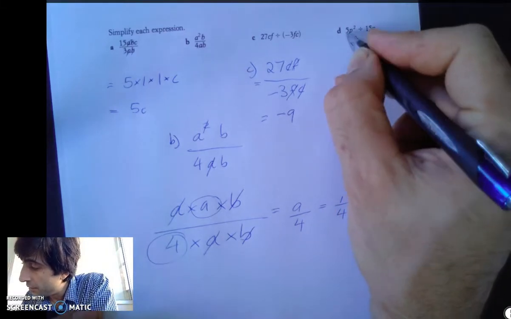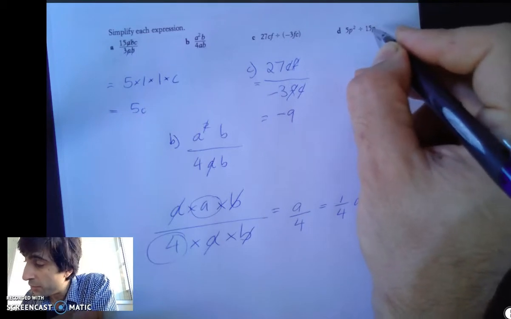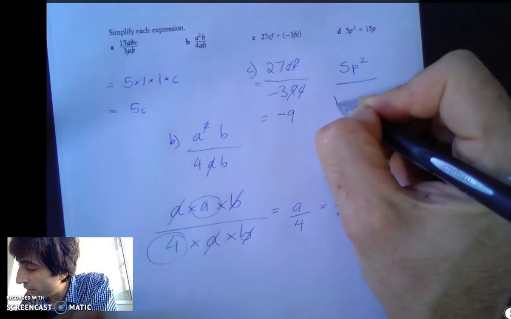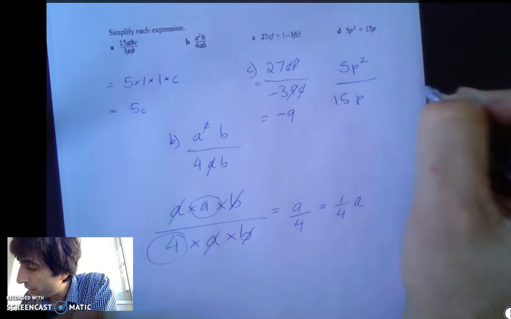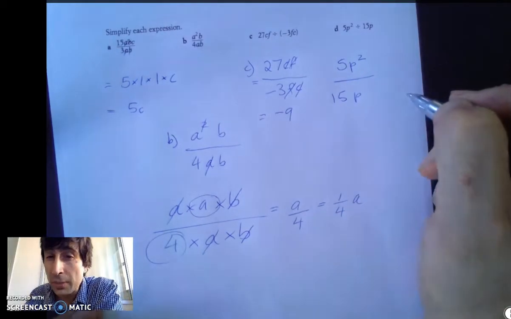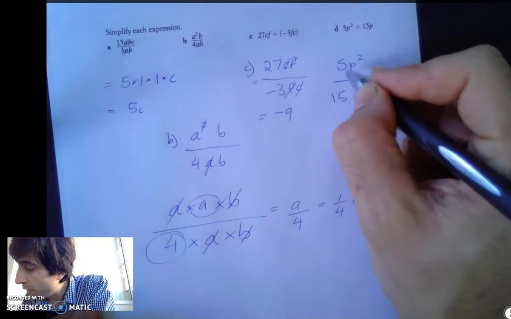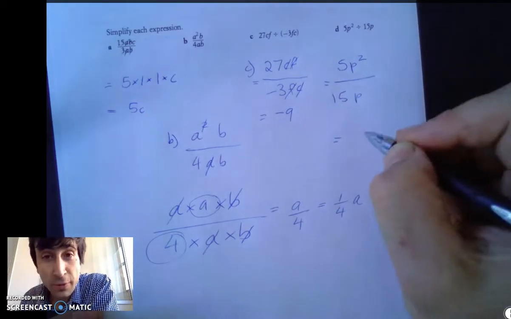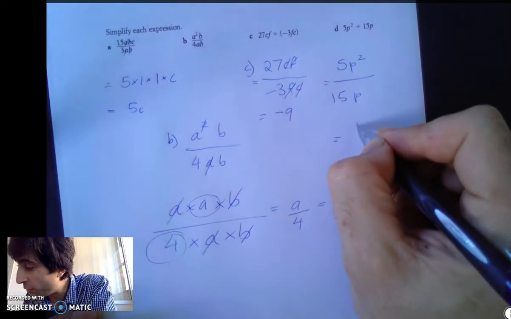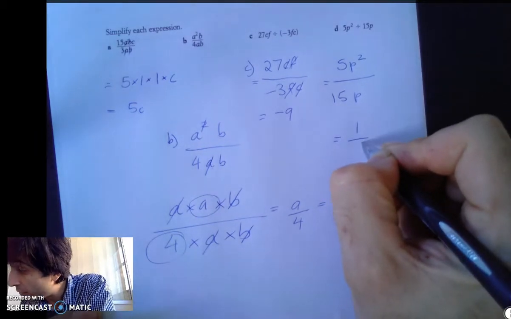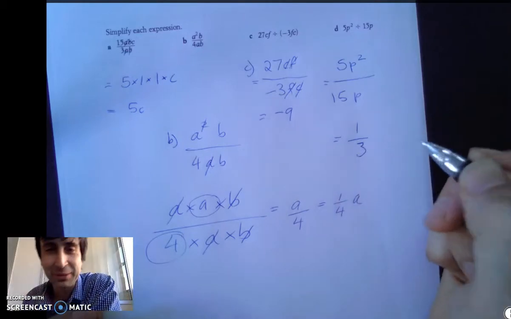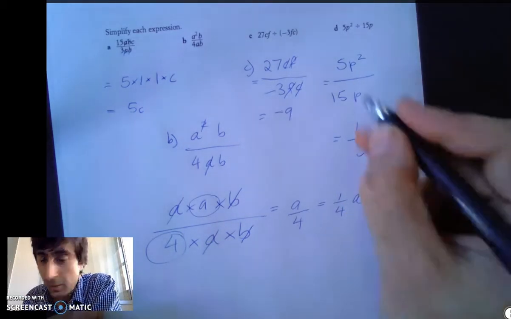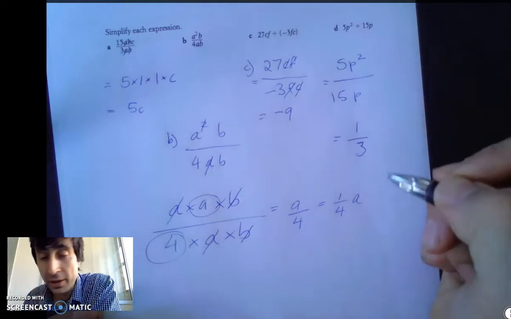Here we have 5p squared divided by 15p. And so this one's a little bit different because 5 divided by 15 doesn't cancel out to a whole number. It actually cancels out to a fraction. It cancels out to a fraction of 1/3. Sorry, I was about to say 1/5. And if it's 1/3, well then that's fine. 5 divided by 15 is just another way of writing a third.